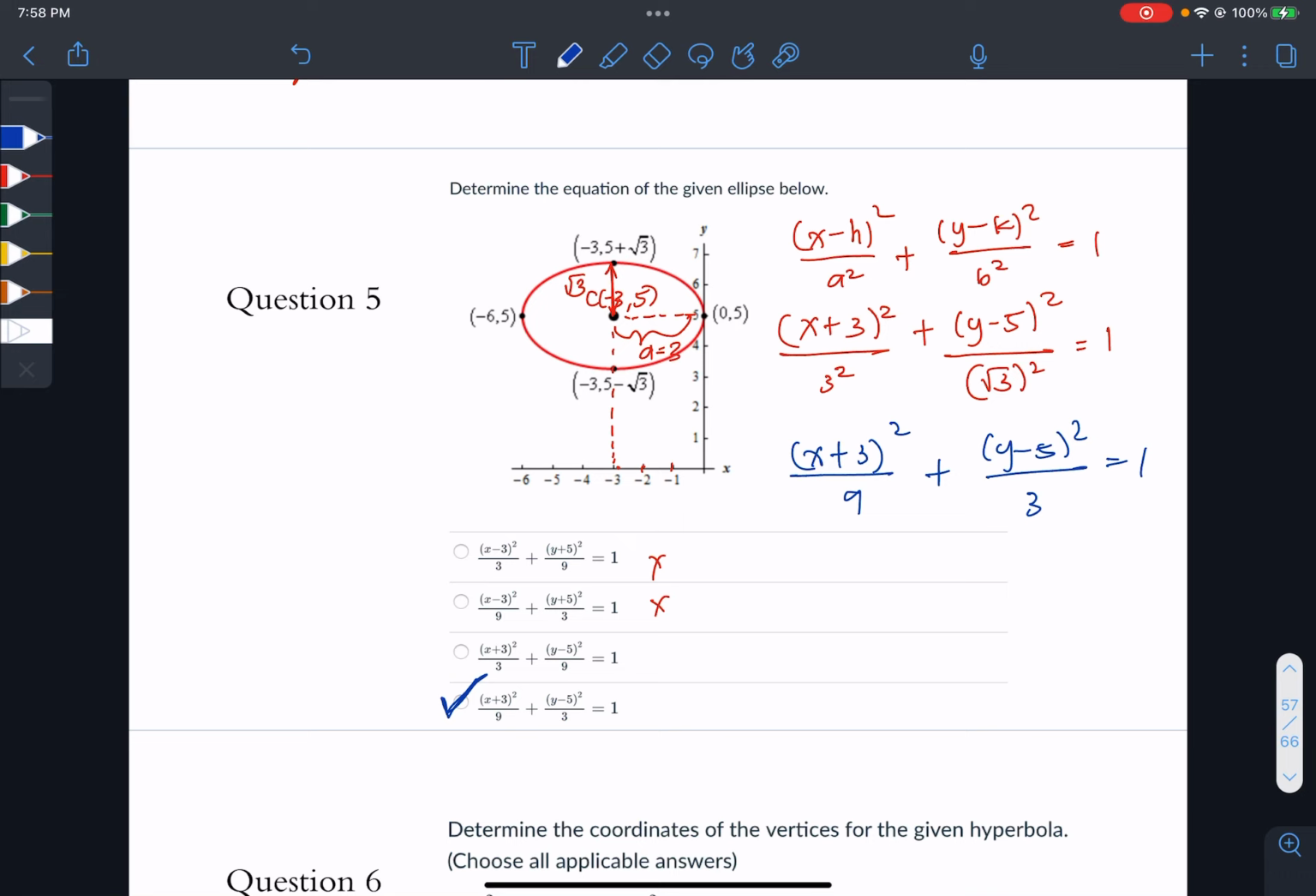So, mas madali, di ba? Kung given yung ellipse, and then we find the equation. So, kung baliktad naman kasi, we do the completing the square.